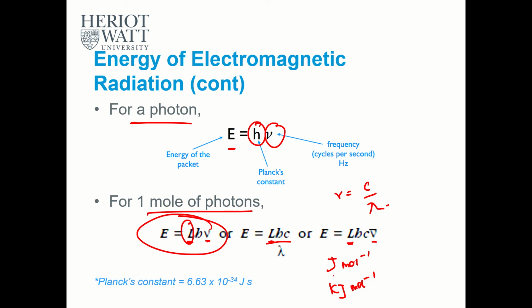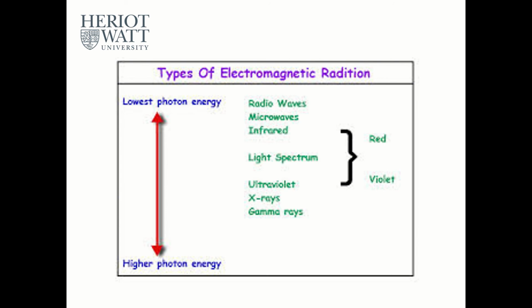That will be the energy required, unless the question specifies that they want to know the energy for a single photon. For 1 single photon, only then do you exclude the Avogadro constant, and your answer will be in either joules or kilojoules. There's no per mole because there's no Avogadro constant. You get it, right? So this is how we calculate the energy for electromagnetic radiations.